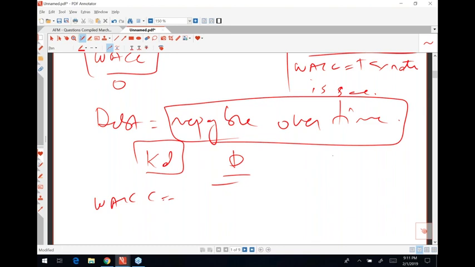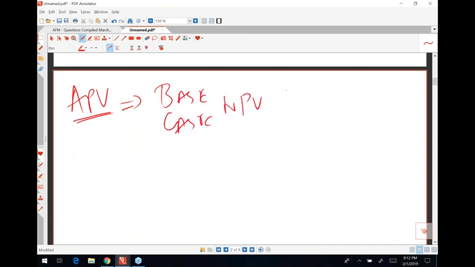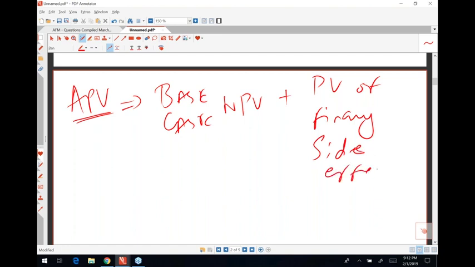So in order to overcome these limitations of WACC, the APV technique is introduced. And when we talk about the APV technique, what is APV, the adjusted present value? Adjusted present value is basically base case NPV plus present value of financing side effects. Now, what is this base case NPV? What is the present value of financing side effect?